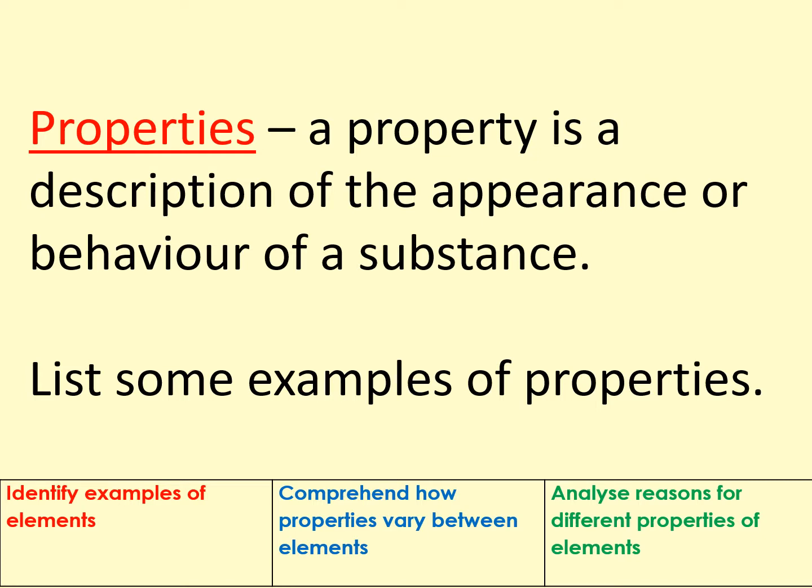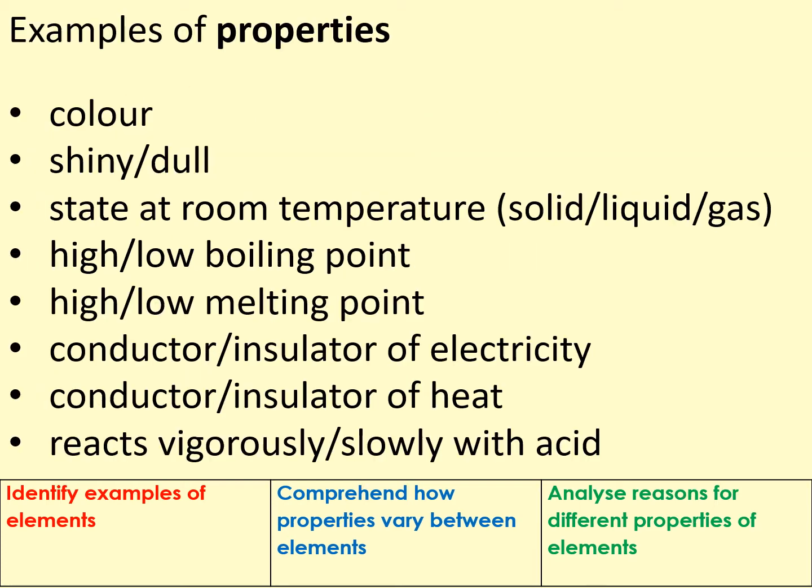Properties is something that we talk about a lot in science. A property is a description of the appearance or behaviour of a substance. So, for example, my water bottle is pink and it's low density because it will float in water. So if you can, list some examples yourself of properties, and on the next slide I'll show you some examples.